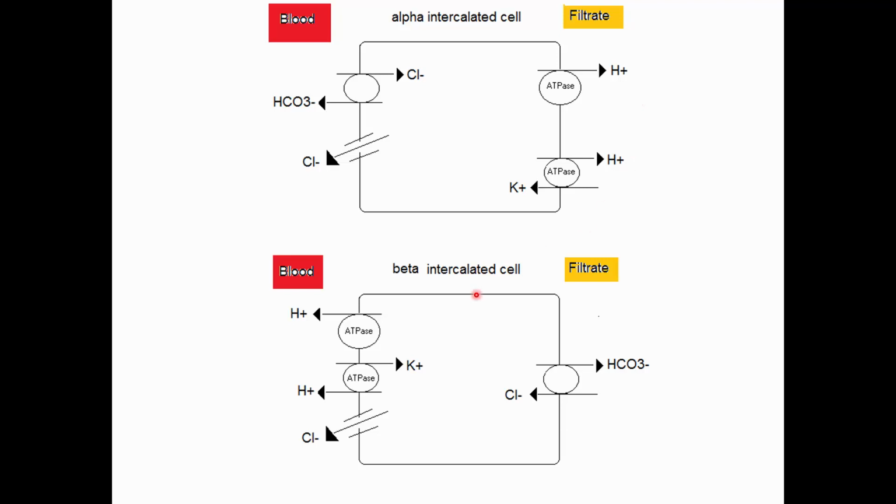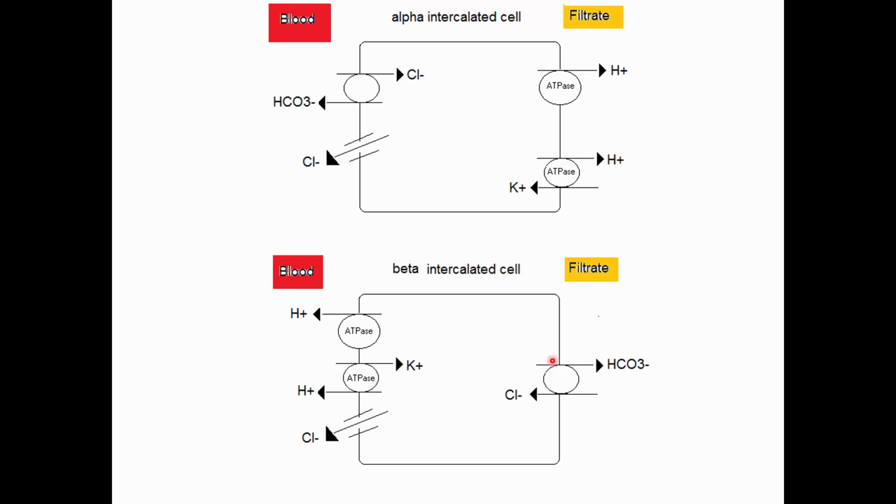Now, we have a second type of cell that you probably didn't talk about in any of your other undergraduate courses in physiology. We have a beta intercalated cell, and we don't use these all the time, but when we use them, it's because we have alkalosis. So, we have a potassium hydrogen ATPase on the basolateral side, and we're exchanging bicarb for chloride on the luminal side.